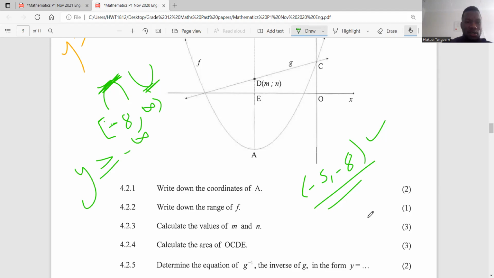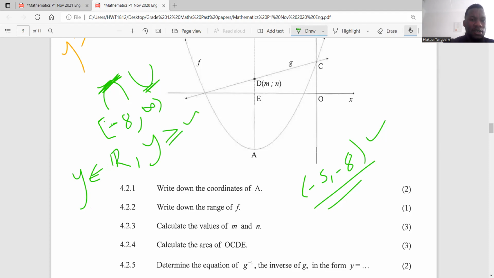So in other words, okay, let me write this neatly, guys. You can write this as y is an element of all real numbers, and y should be greater than or equal to -8, essentially.